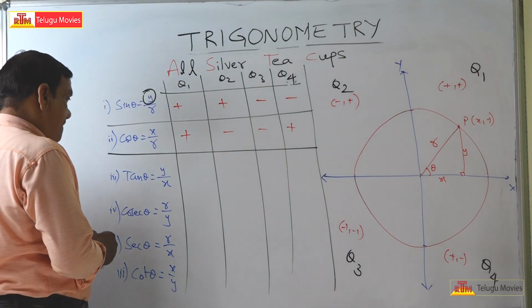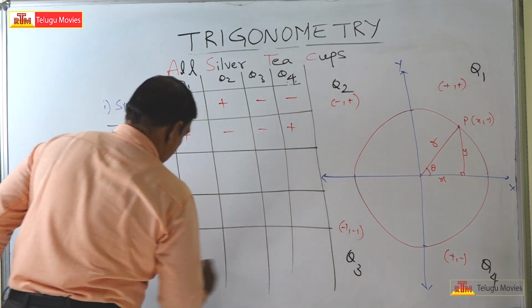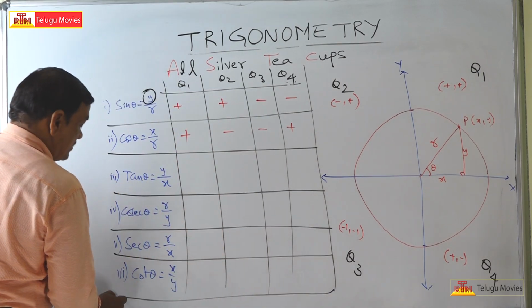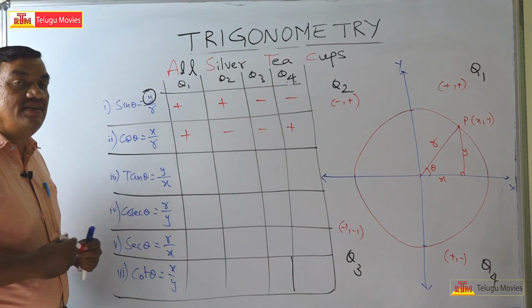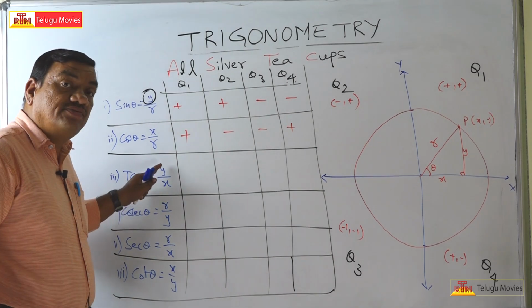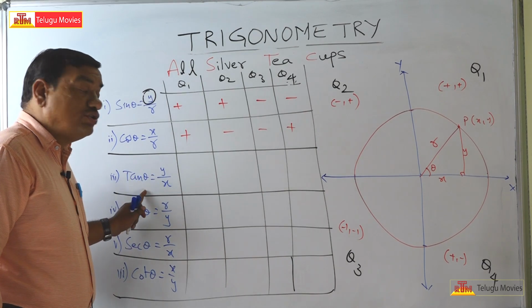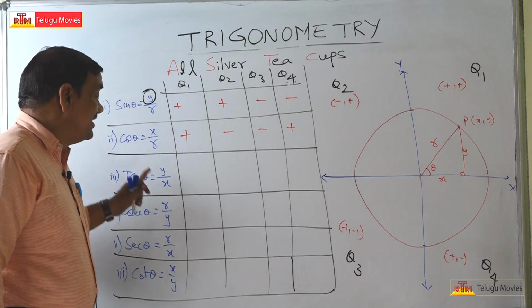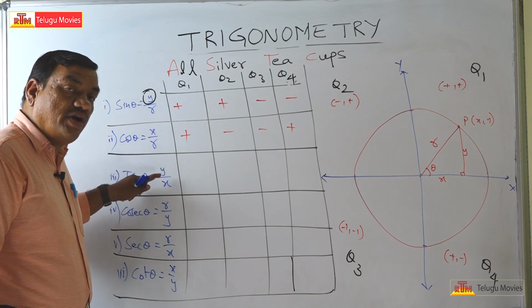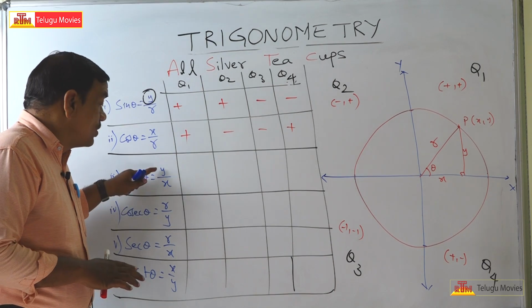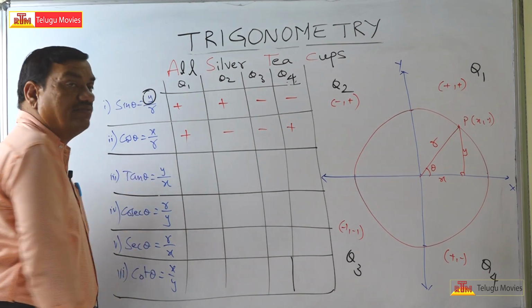Tan theta, very, very important. For tan theta, y is there and x is there. It is positive when both y and x are positive, and also when y is negative and x is negative. Why? Because the minus signs get cancelled.